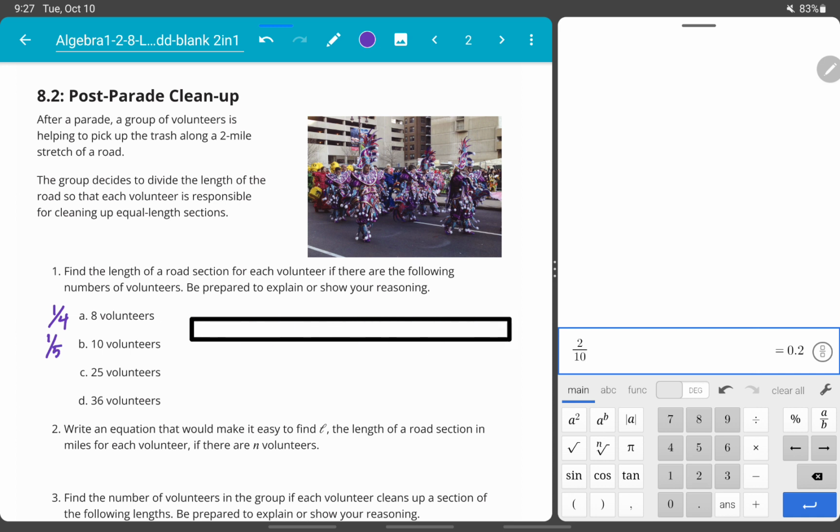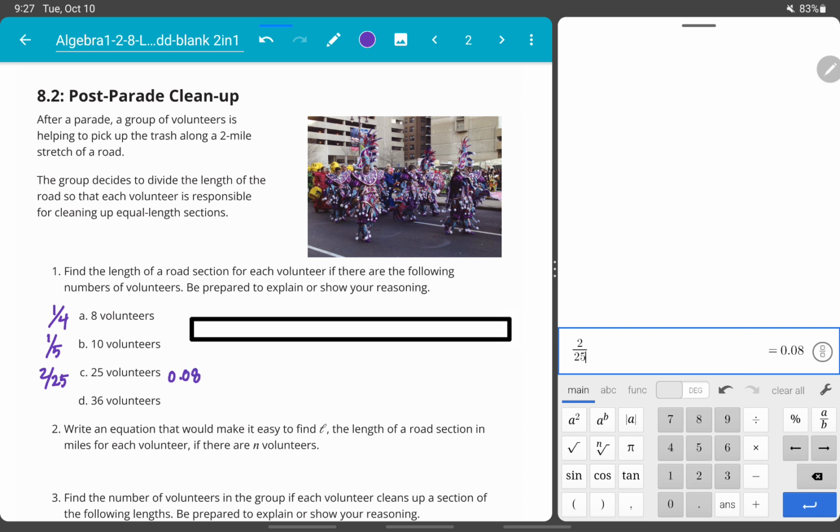If we divided it amongst 25 volunteers, right now there's probably too many tick marks. So let's just do this algebraically. If we take 2 miles and we divide it amongst 25 people, we get 0.08, or 2 divided by 25. And then I'll put the decimal over here, 0.08.